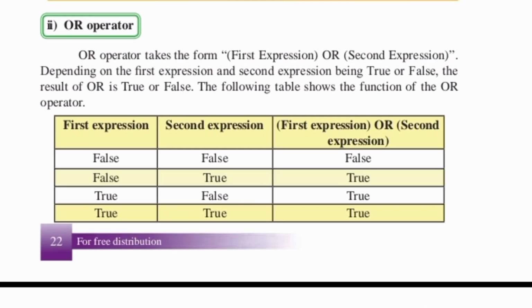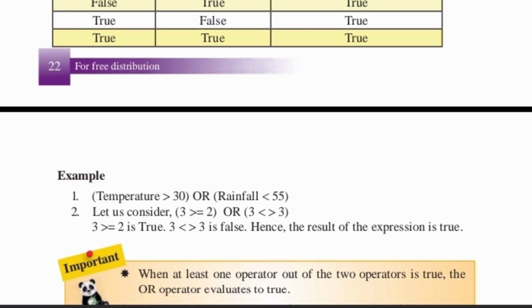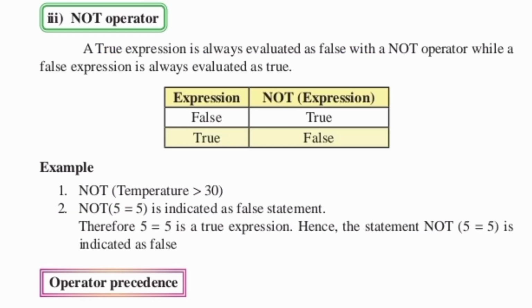So we have the OR operator, where if at least one input is true, then the output is true. And you can see in example number 2 there's an input of true and false, therefore the output is true. And we have the NOT operator, where the opposite of the input is displayed. For example, if the input is false, then the output would be true.